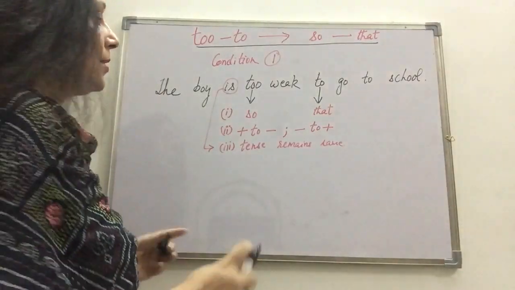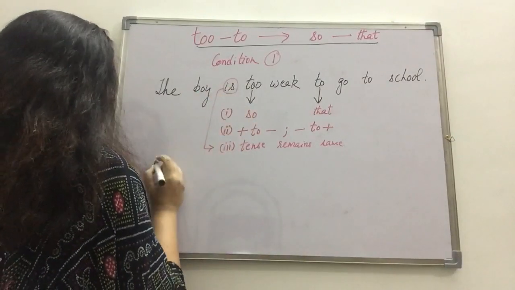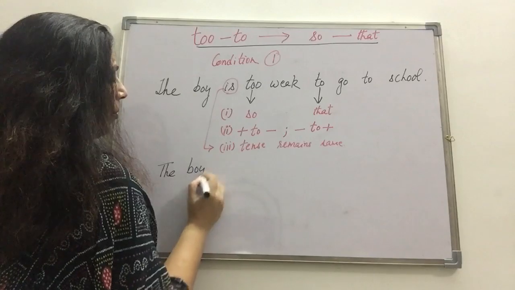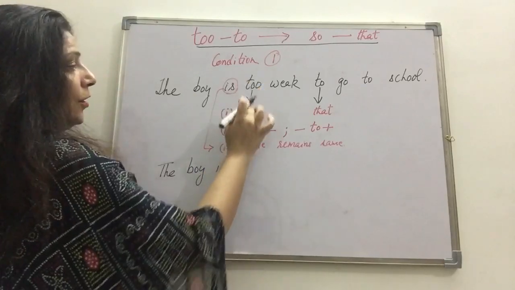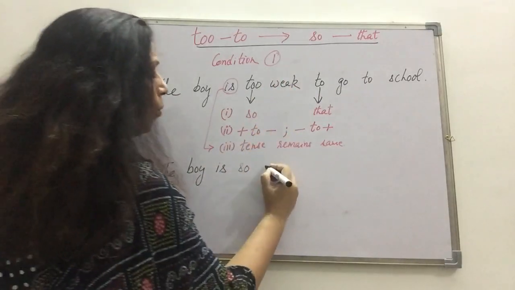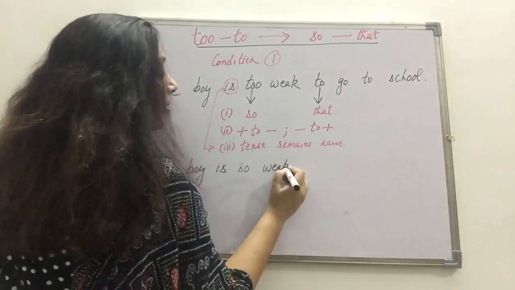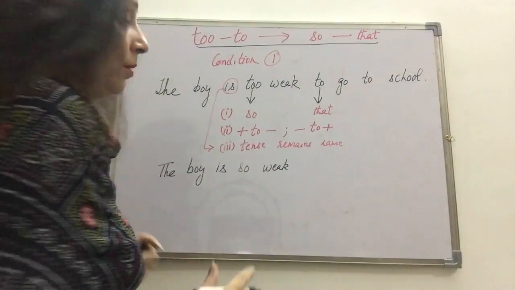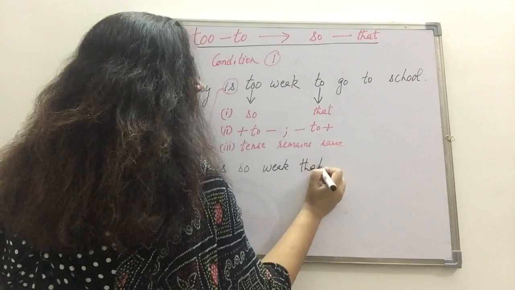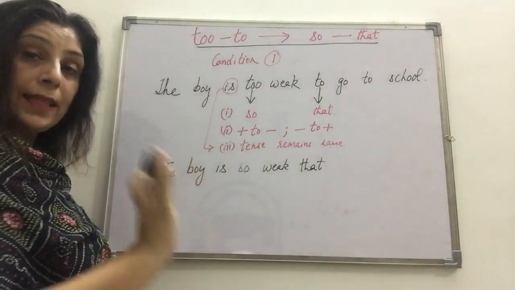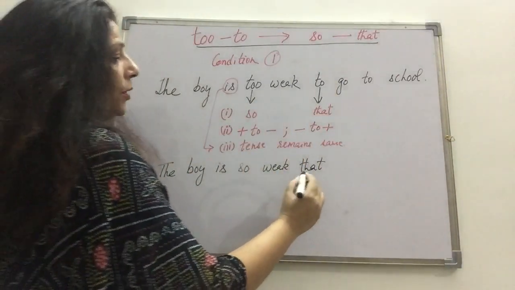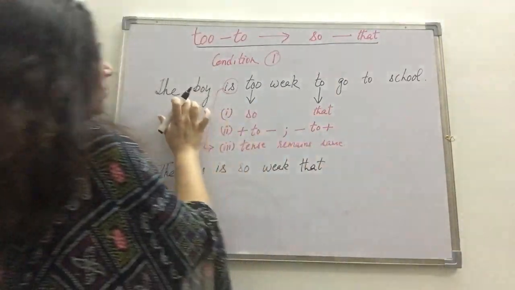Now let us see how the answer will be made. The boy is too weak. The boy is, too changes into so. The boy is so weak. Remember this weak, kamzor. This to changes into that. The boy is so weak that. Itna ho gaya?